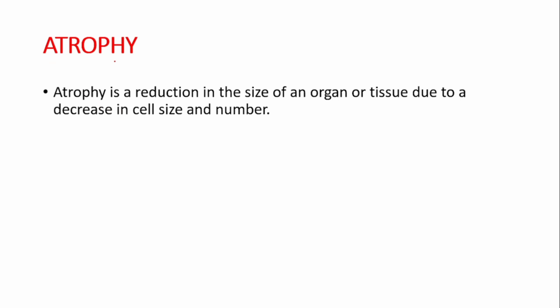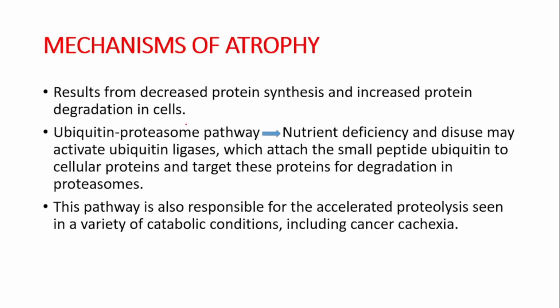So the next is atrophy. Atrophy is reduction in the size of an organ or tissue due to a decrease in the size as well as the number of cells. As for the mechanism, hypertrophy was due to increased protein synthesis, whereas atrophy is because of decreased protein synthesis as well as increased protein degradation in the cell.